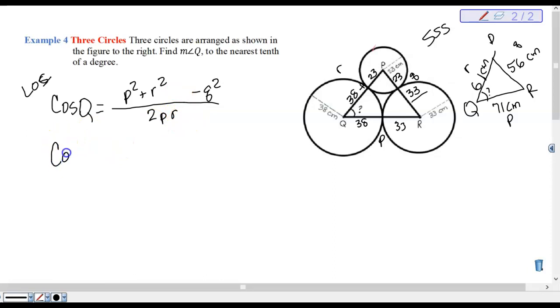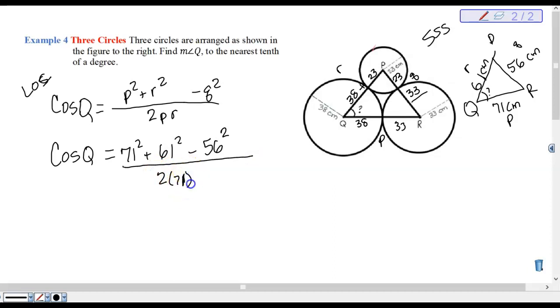So we're going to plug that information in. So the cosine of Q is equal to P, which is 71, squared plus R, which is over here, 61 squared, minus Q squared, which is 56 squared, all over 2 times P, which is 71, times R, which is 61. Okay, and so now we're just going to take the cosine inverse to isolate Q. So Q is equal to the cosine inverse of this value right here, all of that.